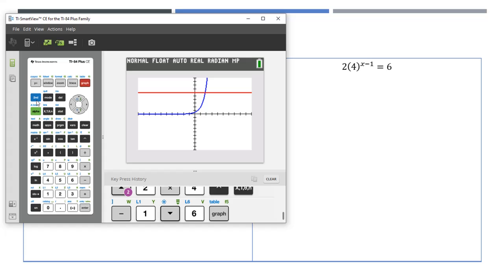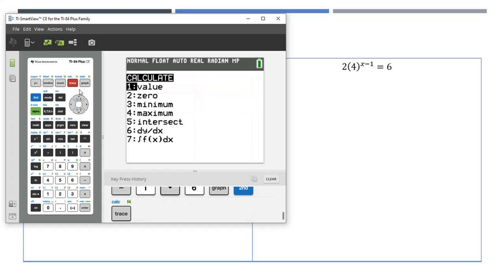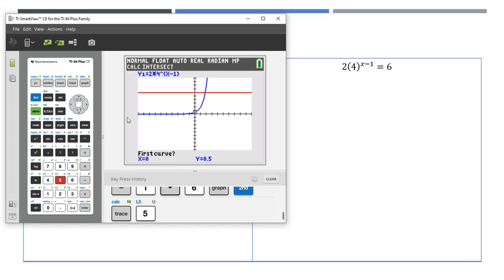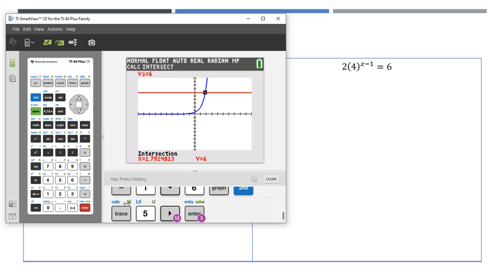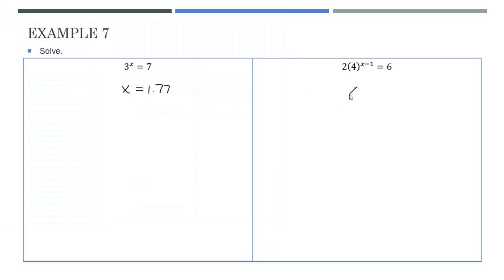And again, looking for the intersection point, so second trace. And then 5 is our intersect. And make it enter, enter, enter. And we have an intersection point of 1.79. So therefore, x is equal to 1.79. And that's it.